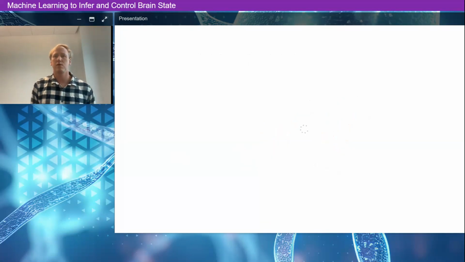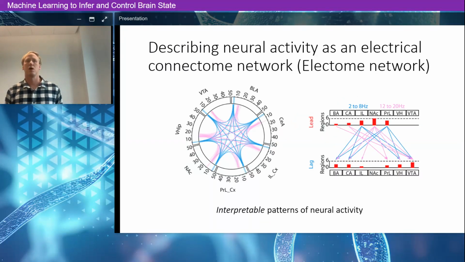And so when we do this, we want to describe our brain network or electome network in these types of patterns. So what I'm showing you here on the left in this wheel and spokes is that we have a number of different brain regions here. And within each of these brain regions, so for example, if we look at the top left of this plot on the left, it's the ventral tegmental area. We have down beneath it 10, 20, 30, 40, 50. This is the frequency that we're looking at. And on the outside, we can see a band if there's a higher amount of power during this brain network.